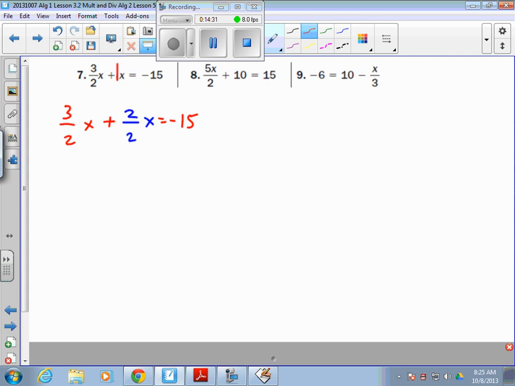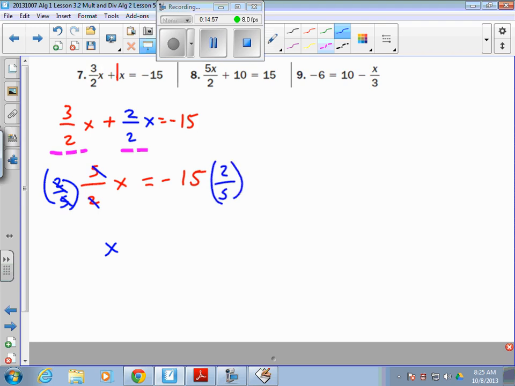Add up. 3 plus 2 is 5. And keep your common denominator 2x. So 5/2 x, just combining your like terms, 3/2 x and 2/2 x equals -15. Then multiply by the reciprocal, 2/5. It'll cancel out on the left. 2 cancels 2 and 5 cancels 5. Multiply the right by the exact same thing, 2/5. This will simplify because the number 5 goes into itself once and into negative 15 3 times. So negative 3 times 2 is negative 6.